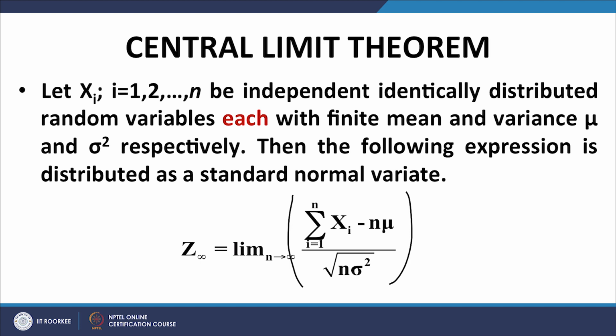So, n into mu, and divide the whole thing by under root n sigma square, and this expression will be a standard normal variable in the limit that n tends to infinity. This is what we will invoke in moving from the discrete framework that we have with us to the continuous framework.